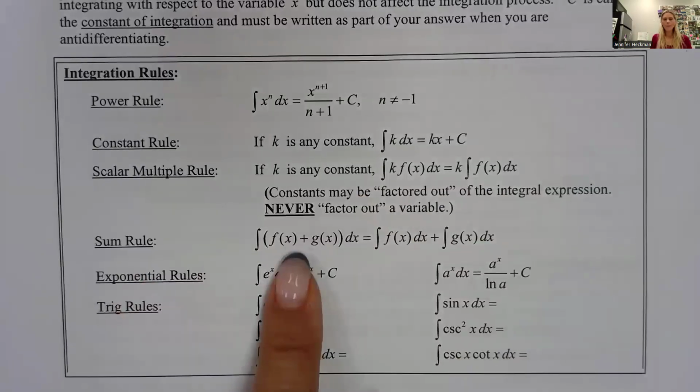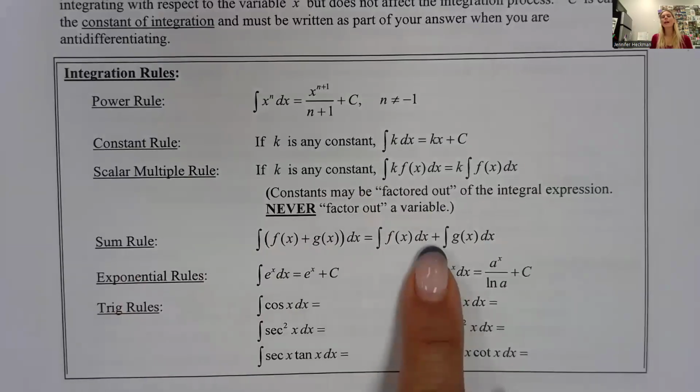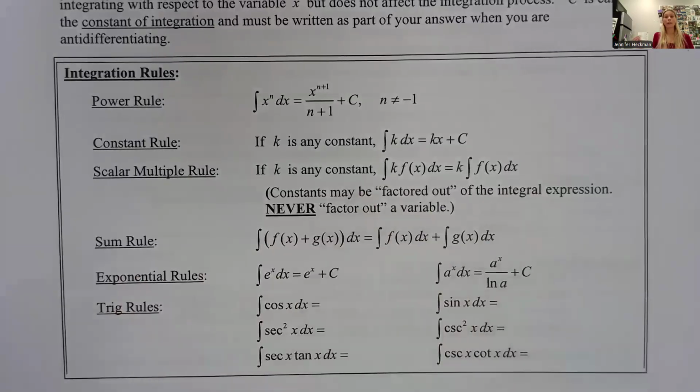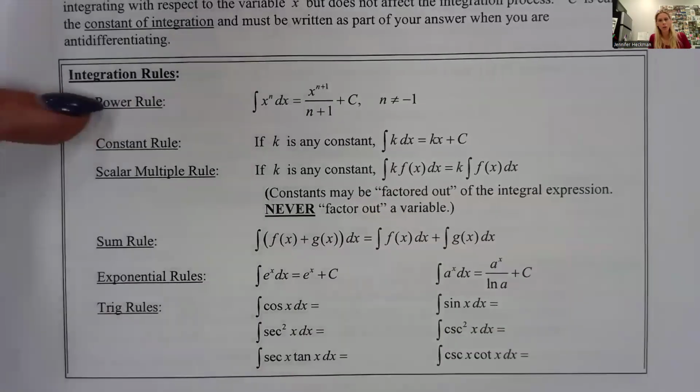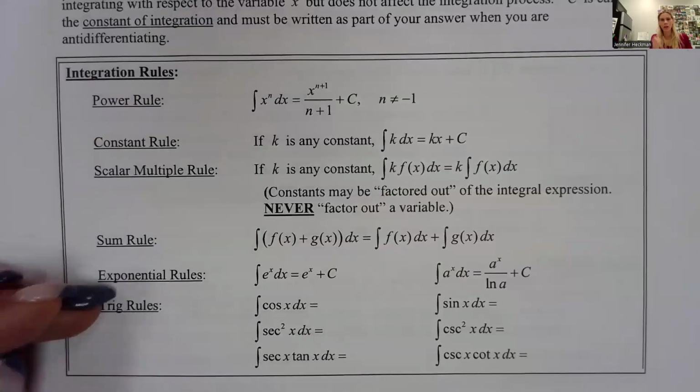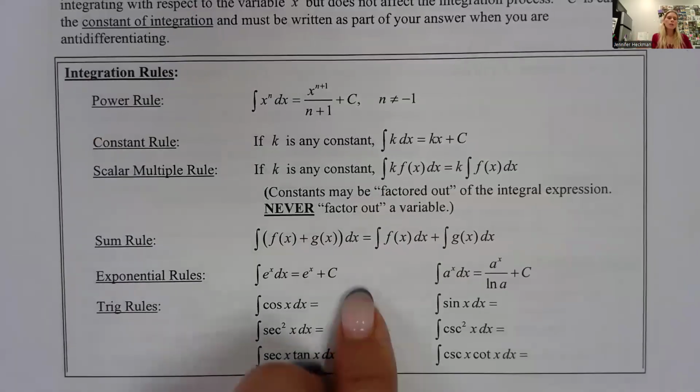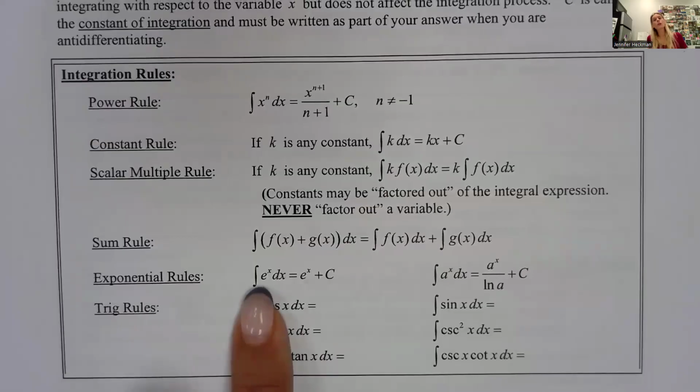Sum rule, again, if you see two functions that are added or subtracted together, you can actually simplify those or separate those. And sometimes you really want to do that because you're using different rules, right? You could be doing a power rule and then an exponent or exponential rule, okay? So now the good thing is you can always check your work by taking the derivative of what you found for an answer and see if that comes to your question.